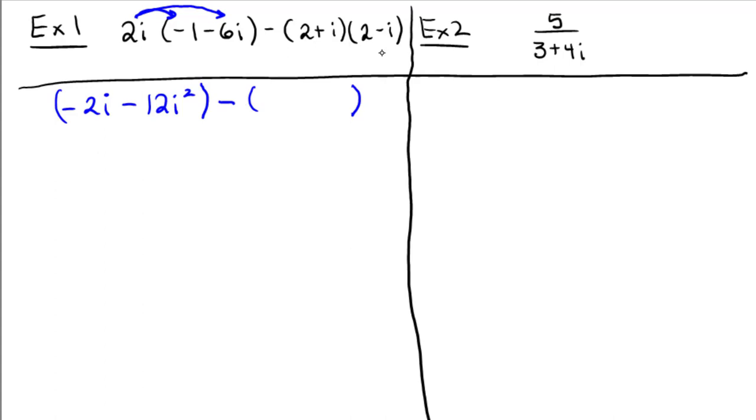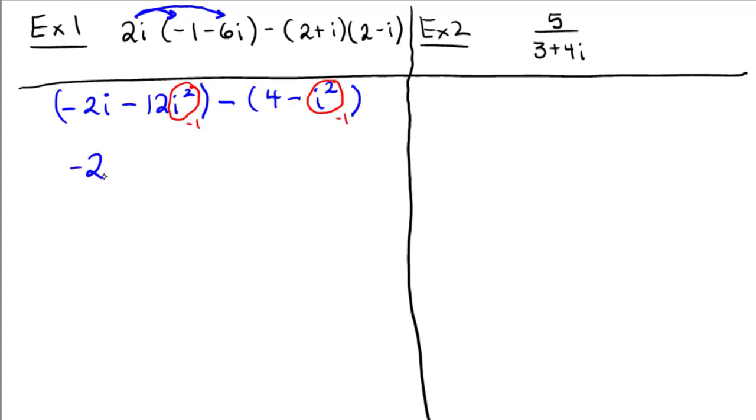2 plus i times 2 minus i is a fortunate difference of squares. So down here I'll go 2 squared, 4, minus i squared. So that's the difference of squares formula helping us out a little bit. Okay, so now in the next step of simplification, we're going to take any i squareds we see and convert those into negative ones, because i squared is negative 1 by definition.